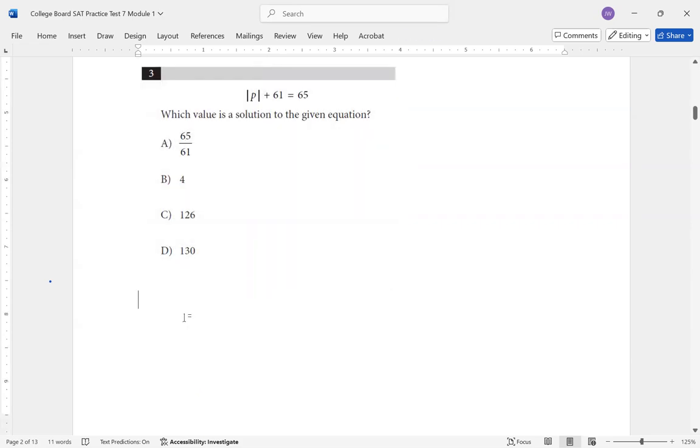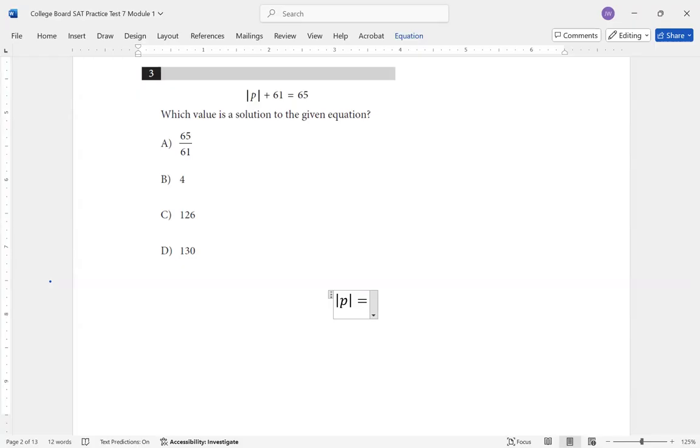Question 3. Which value is a solution to the given equation? Now, there's a couple of different ways to solve this. You could plug in numbers and see which ones work, or you could solve that equation. I'm going to go ahead and solve that equation rather than plugging in numbers because plugging in numbers is not that interesting.